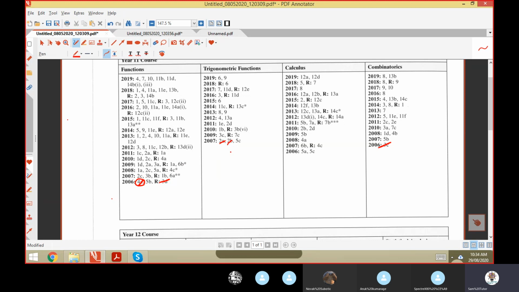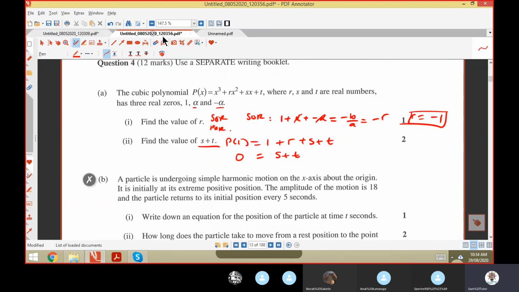Five A, B, C. All right, pretty much 5A, B, C, and we finished off. Is that 2007? Ugh, as if I didn't see that. Oh well, that's probably why. 5A, B, C.